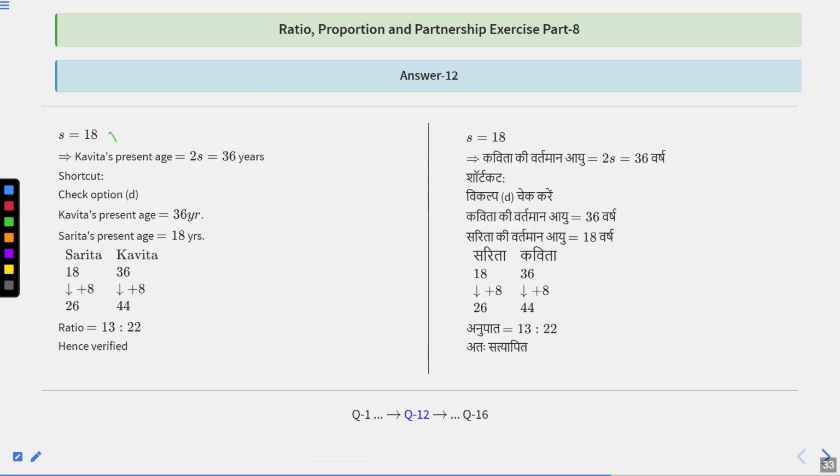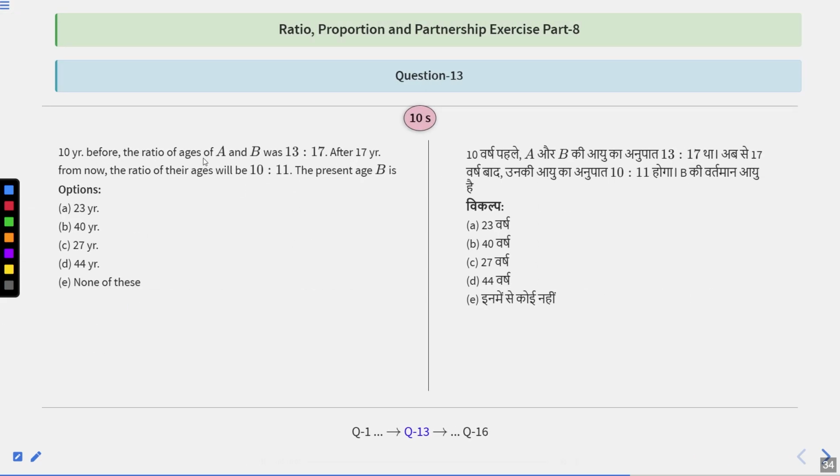So S equals 18. So Kavita's present age is 2S, which is 36. Clear? We can also use some shortcuts, like checking by going through the options. Kavita's present age is 36, Sarita's present age is 18. So when we add 8 to each, we get 26 and 44, and the ratio will be 13:22. Hence verified. So D is the correct option. Clear? Next one.